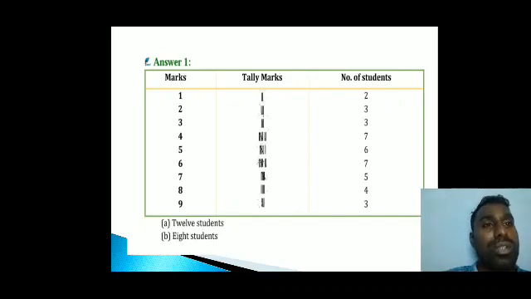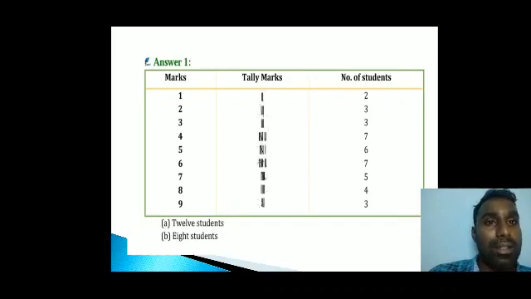So how to do this tally mark? 1 2 3 4 and for the fifth one you put a cross mark, and then 1 and 2 you do in a separate manner, that is called 7. Then marks 5 is obtained by 6 students. So 1 2 3 4 5 and then 1, so that is called 6.